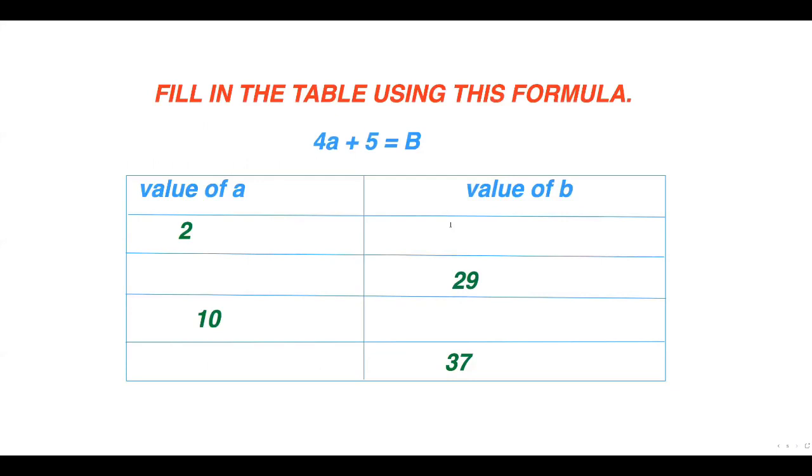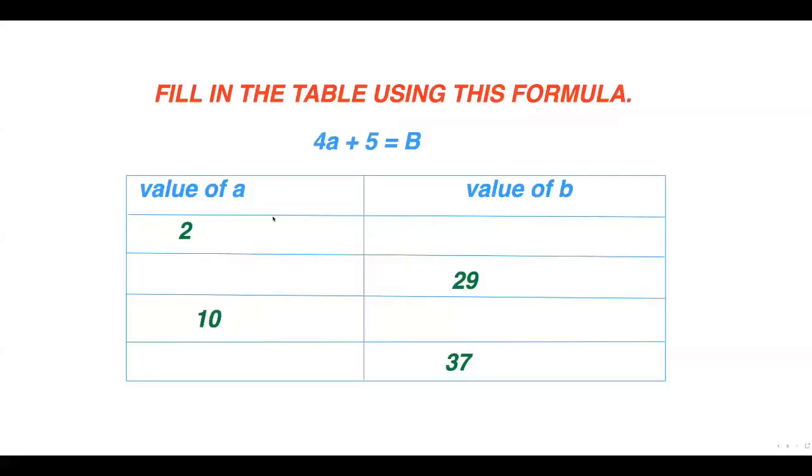All right, so now we have this box. Now we've got this table, and the formula in this table is 4a plus 5 equals b. So we want to fill in the box. So we do 4 times 2, which is 8. 8 plus 5, which is 13. Okay, so we did 4 times 2 because the value of a is 2. So we got 4a, 4 times 2 plus 5, which is 13.